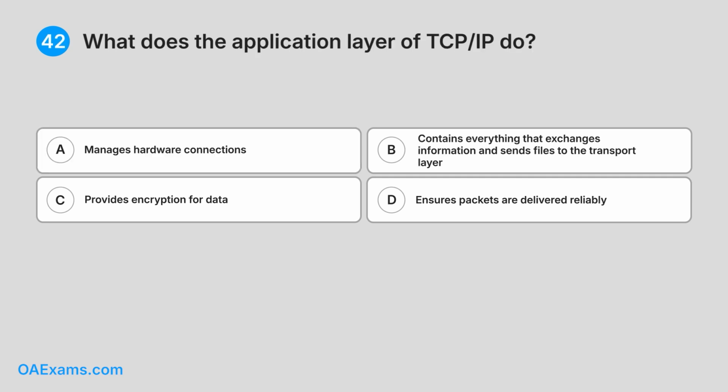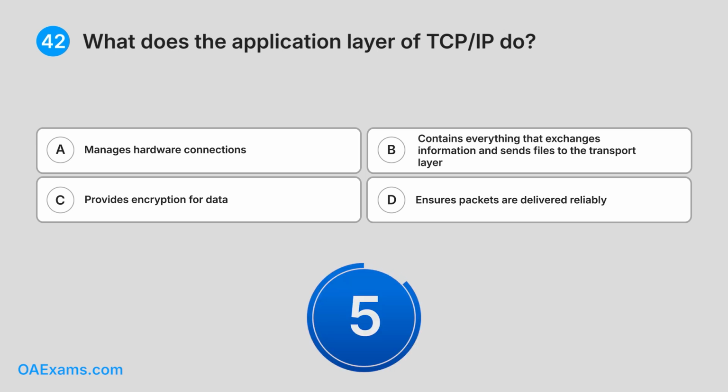42. What does the application layer of TCP/IP do? A. Manages hardware connections. B. Contains everything that exchanges information and sends files to the transport layer. C. Provides encryption for data. D. Ensures packets are delivered reliably. Can you guess the answer?